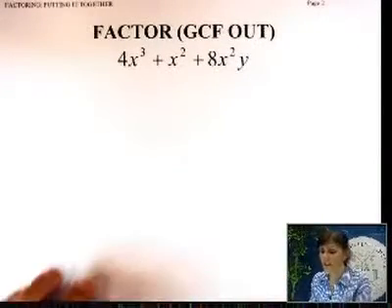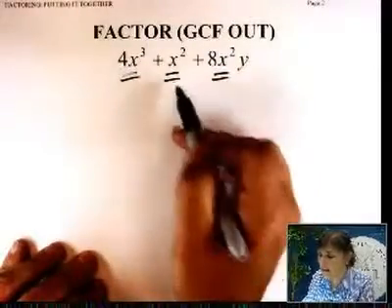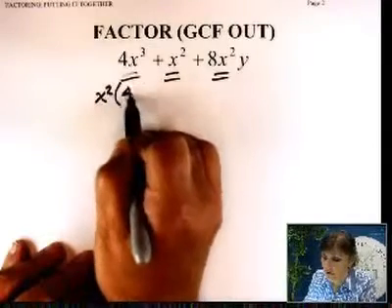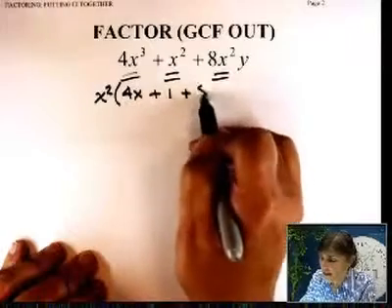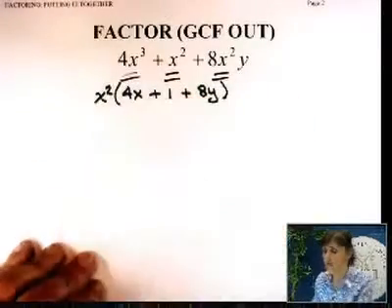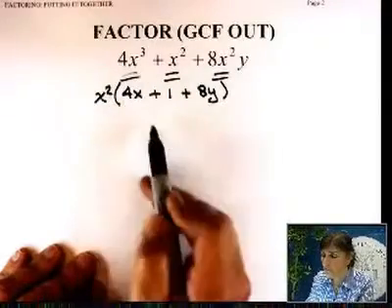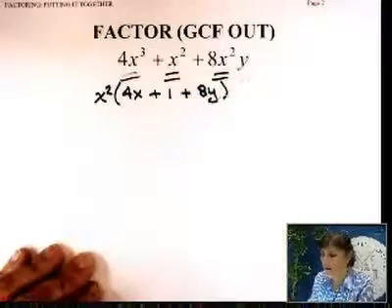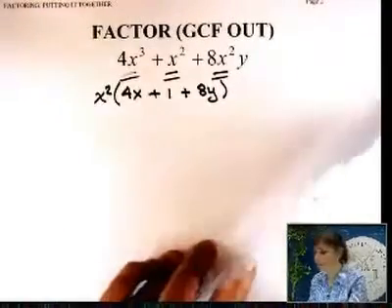Can I take the GCF out? Let's look at it. It looks like x squared can come out. Watch. X squared is out: x squared times (4x plus 1 plus 8y). Let's FOIL it back. This one is 4x cubed, x squared, and 8x squared y. This is the one where I only just take the GCF out. That's not bad.